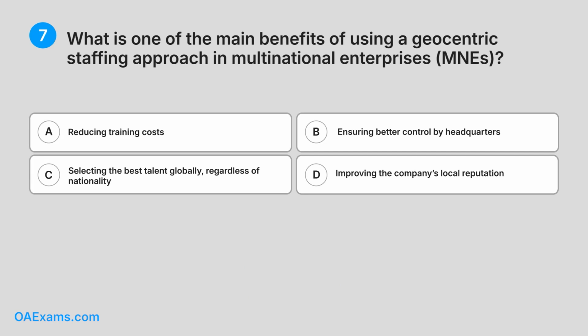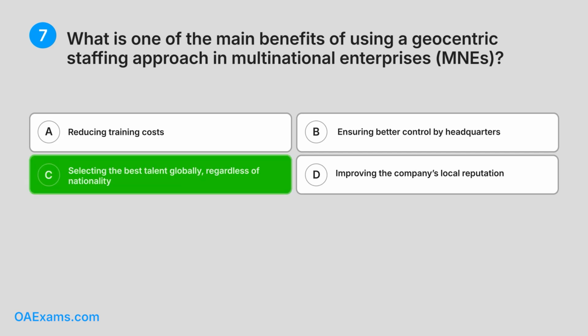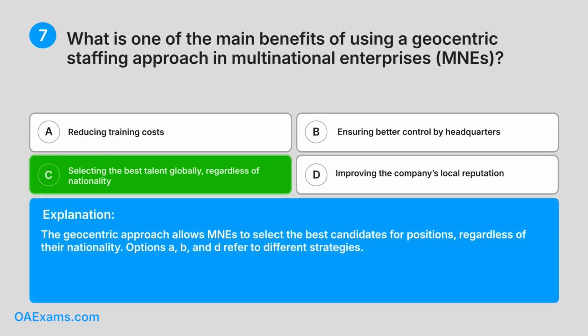Correct answer, C. Selecting the best talent globally, regardless of nationality. Explanation. The geocentric approach allows MNEs to select the best candidates for positions, regardless of their nationality. Options A, B, and D refer to different strategies.